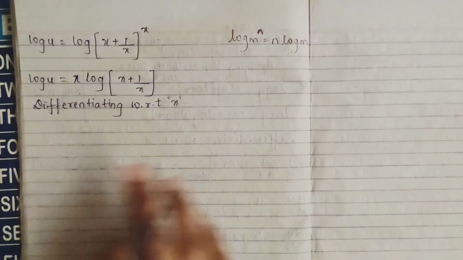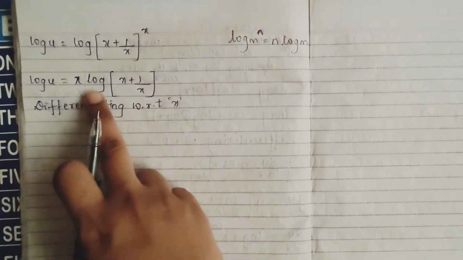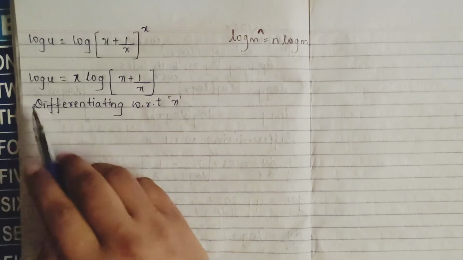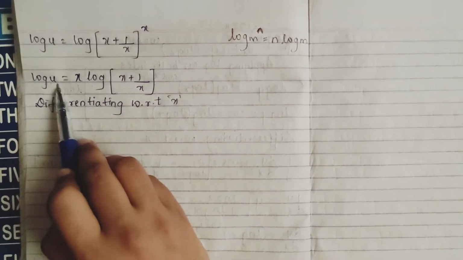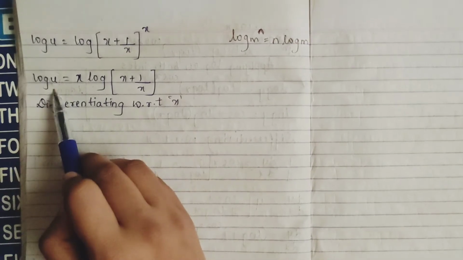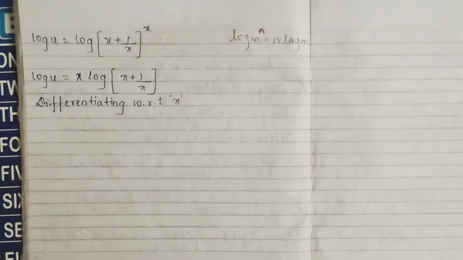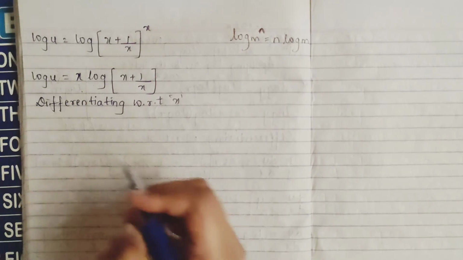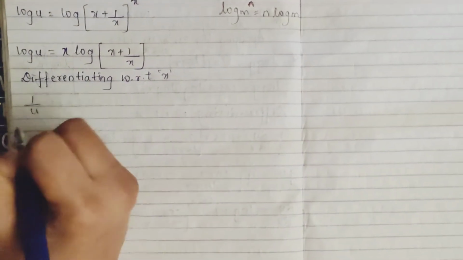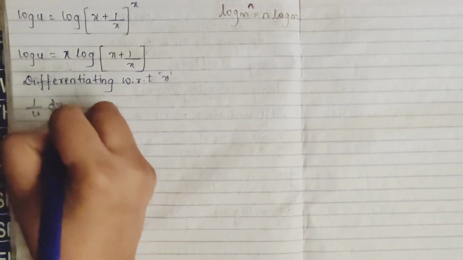Sorry for that disturbance. So log u is equal to x log (x plus 1 by x). Now we are differentiating with respect to x. So differentiating this log u, differentiation of log u is 1 by u, and the derivative of u will be du by dx. So I'll write it: you will get 1 by u du by dx.